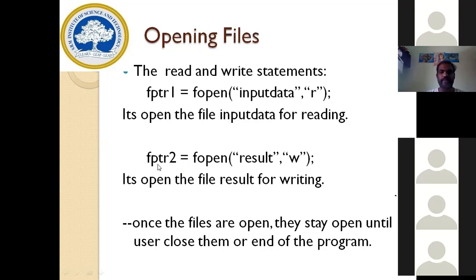Similarly, there is one more file pointer, opened for the aim of writing the file content: file result for writing, this is the resultant file. Once the files are open, they stay open until the user closes them or the program ends. Additionally, you need to understand when to close a file. Once you open a file, the user must explicitly close the file, otherwise it stays open.